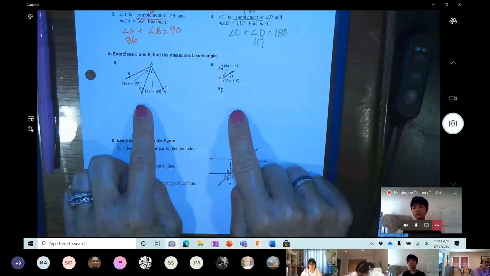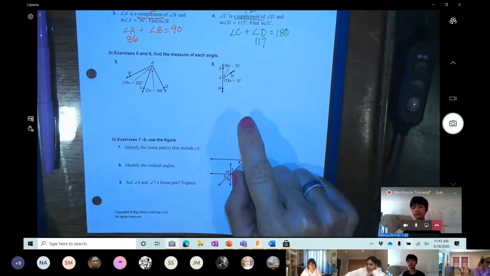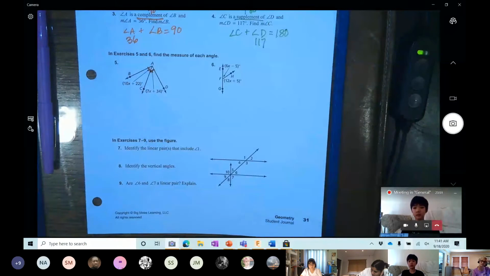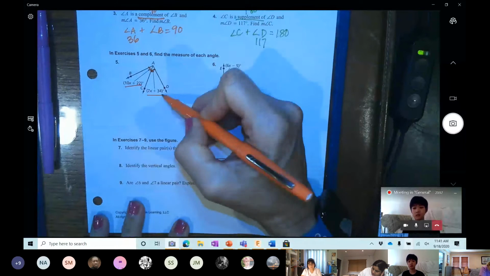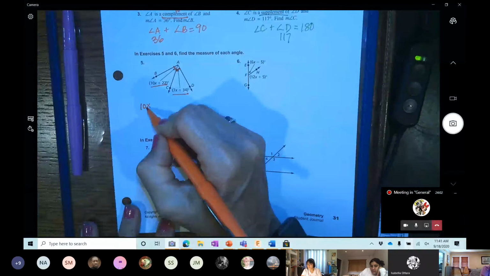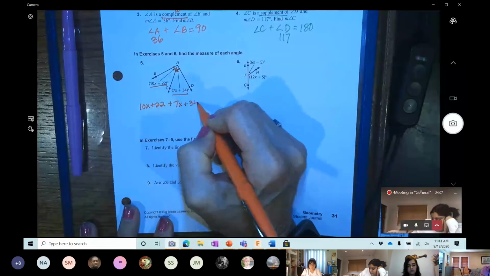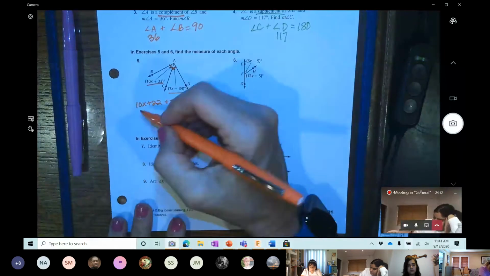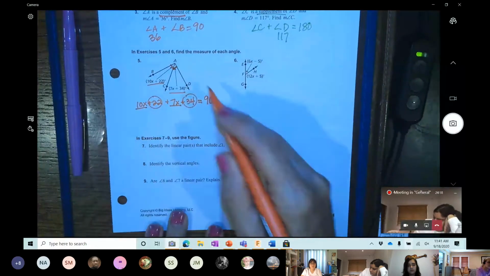These are a little more involved because you have to write an equation and solve it. So this again tells me that that's a right angle. So what that means is that I can write this angle plus this angle equals 90. So it looks like this. 10x plus 22 plus 7x plus 34 equals 90. And then you solve it by combining like terms. You get x, and then you have to plug it back in.